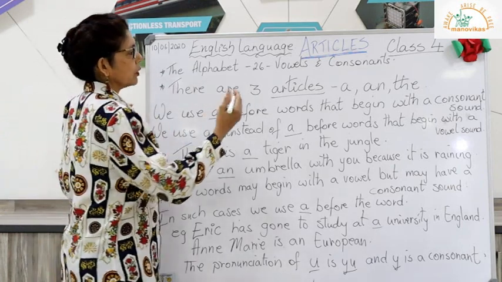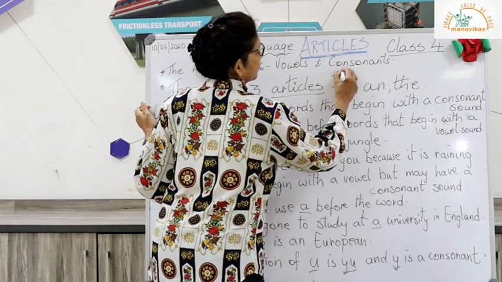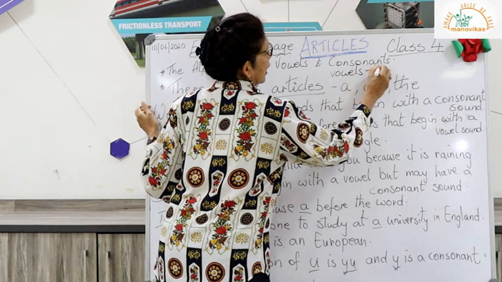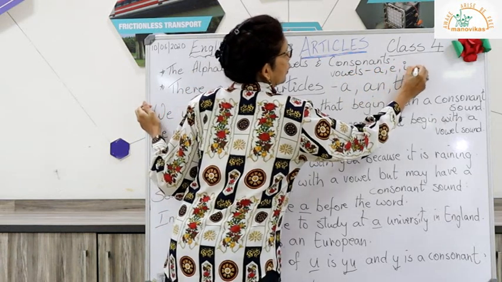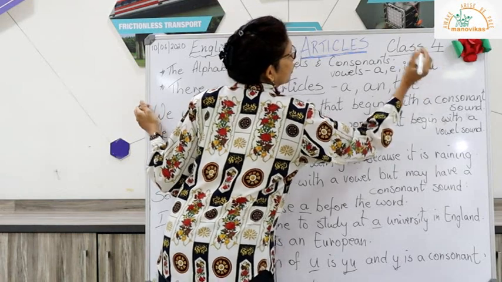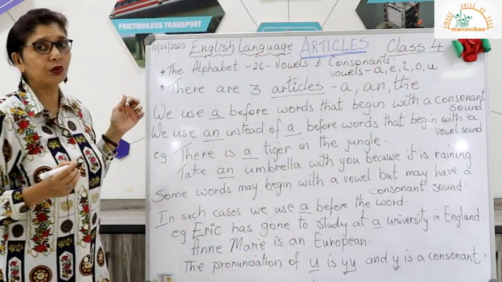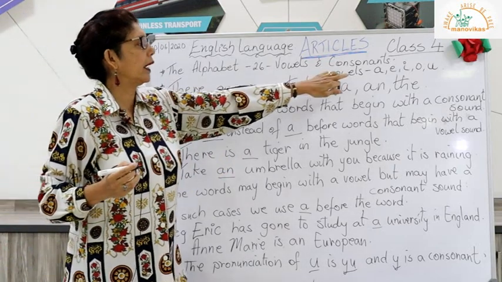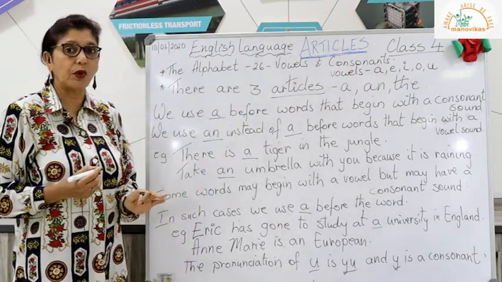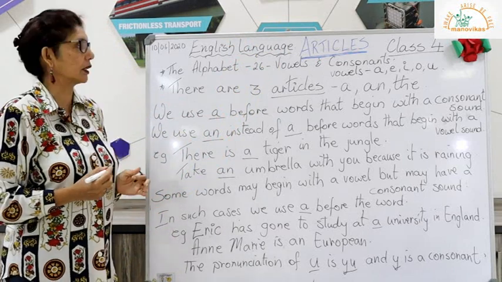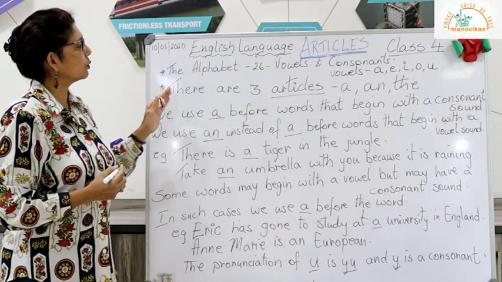So which are the vowels? The vowels are A, E, I, O and U. I think you all know this, the vowels being A, E, I, O, U, and the rest of the 21 letters are called consonants. So today we are going to do the articles.